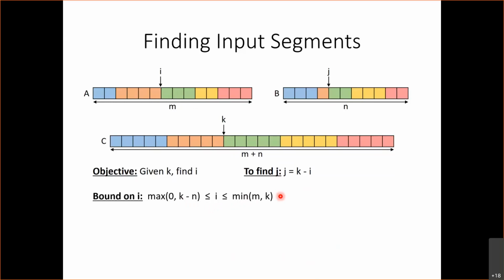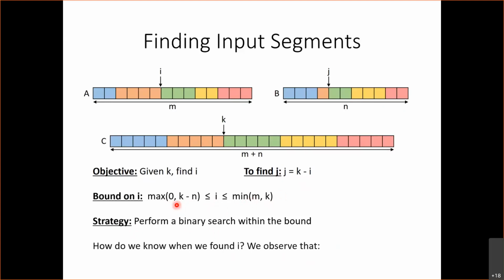If I have a sorted array and I want to search for a value, then we can do a binary search. So having established a bound on i, we can perform a binary search for i inside of this bound. Now the question is, how do we know that we have found i? If I start at this bound and do a binary search, how do I know when I have found i?